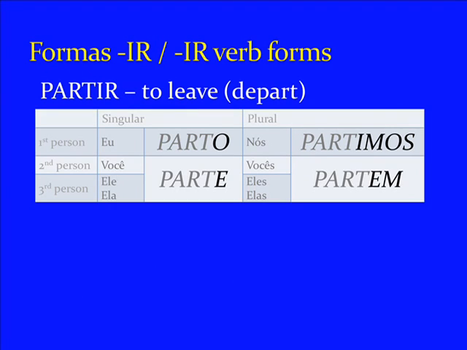Now finally, let's take a look at an IR verb. We'll use the pattern or example verb partir, to leave or to depart. You'll notice that the endings are the same for regular IR verbs as they were for ER verbs, with the exception of the nós or we form. It's imos rather than emos. Okay, so we have parto, parte, partimos, partem. Again, nasalized E. Partem.